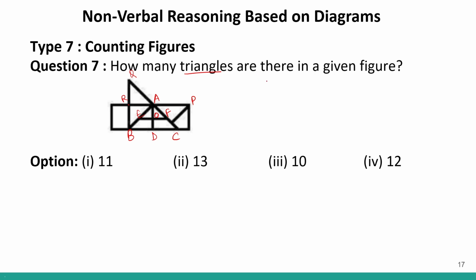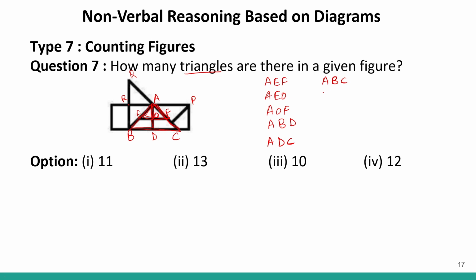So over here I can see that AEF is a triangle. Similarly, AEO and AOF are also triangles. Similarly, I can see that ABD is a triangle and ADC is a triangle. Now this is also a triangle, so ABC is also a triangle.